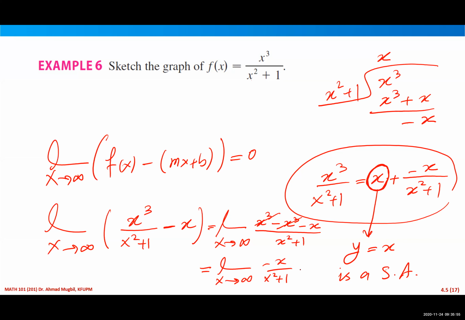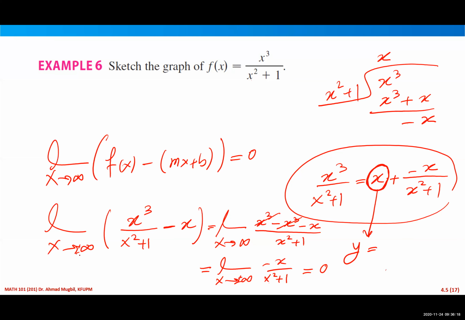What will be the limit, ya shabab? 0. 0, because the degree here is less. If you divide by x squared, you will get 0. What will happen if it is going to negative infinity? The same. So even if it is going from the right or from the left, it will be the same.